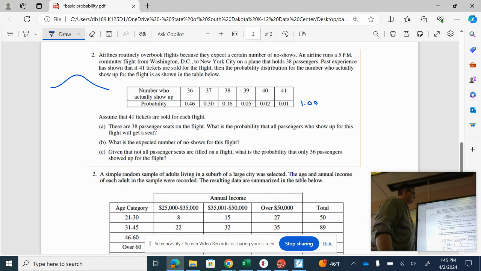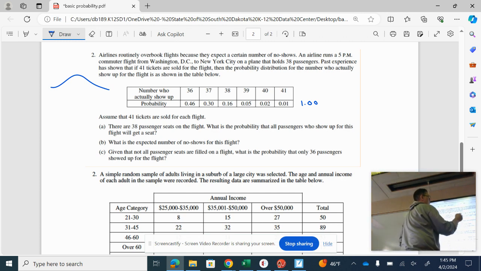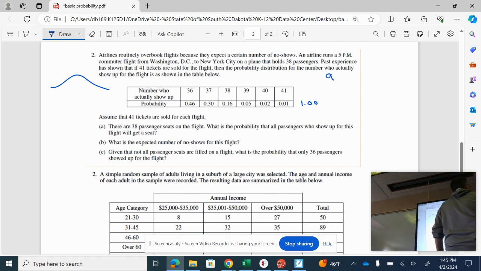Okay, so part A, 41 tickets are sold. There are 38 passenger seats on the flight. What's the probability that all passengers who show up for the flight will get a seat? Okay, so part A, I'm going to do it up here. Part A, probability that all get a seat.